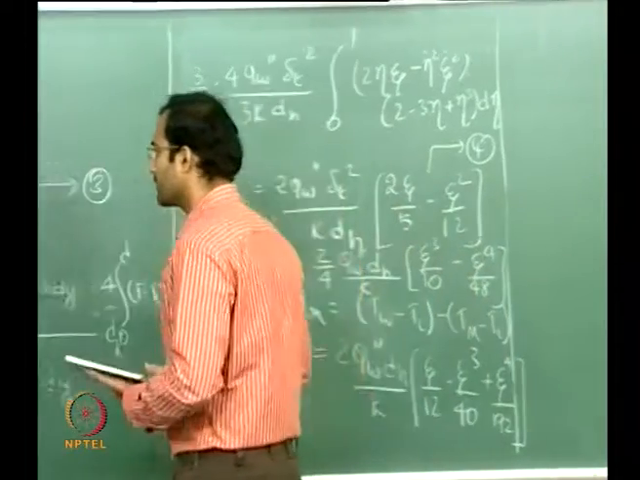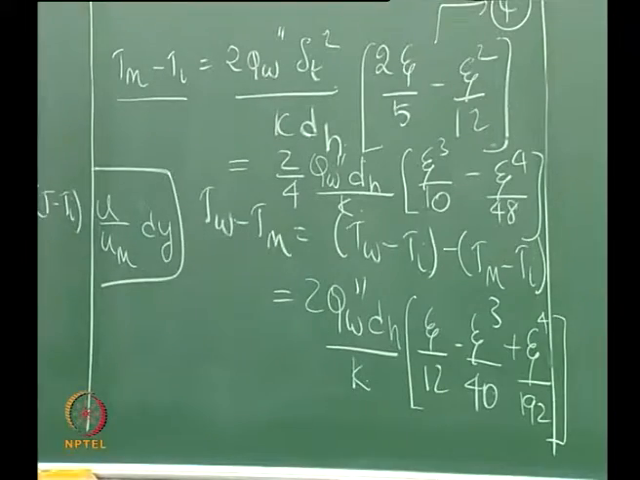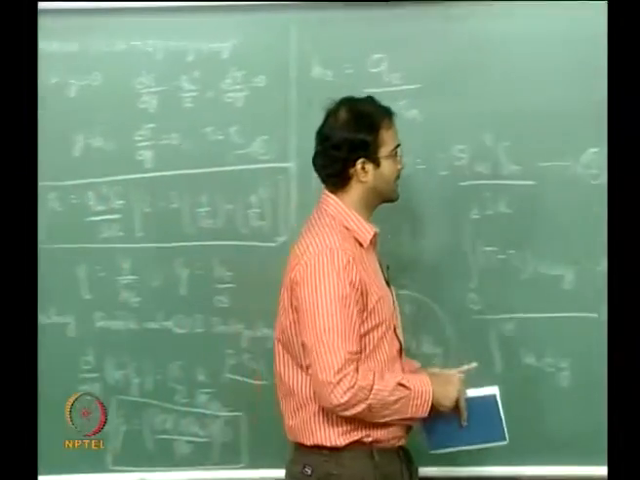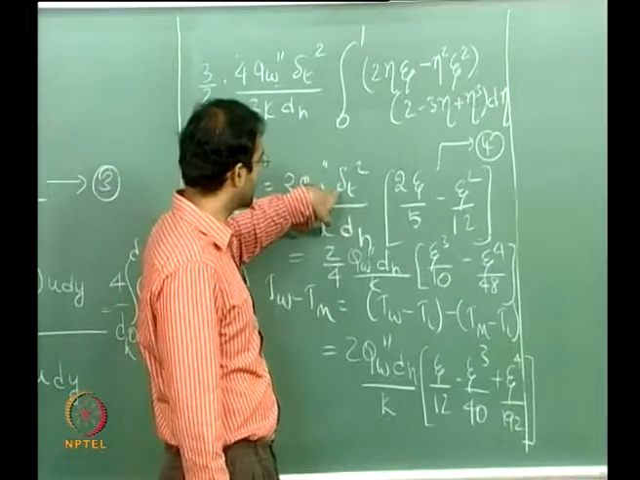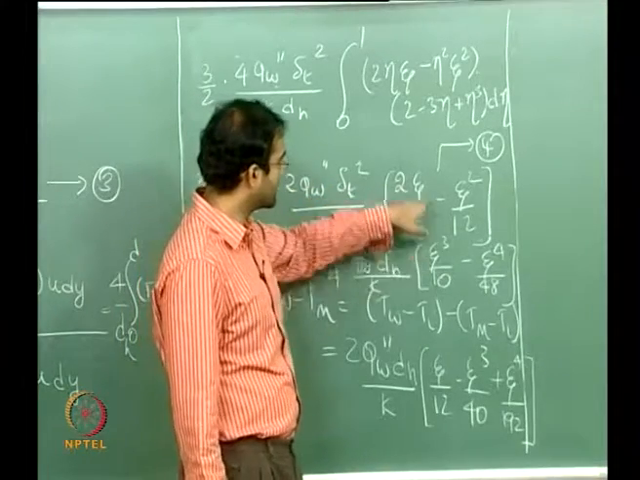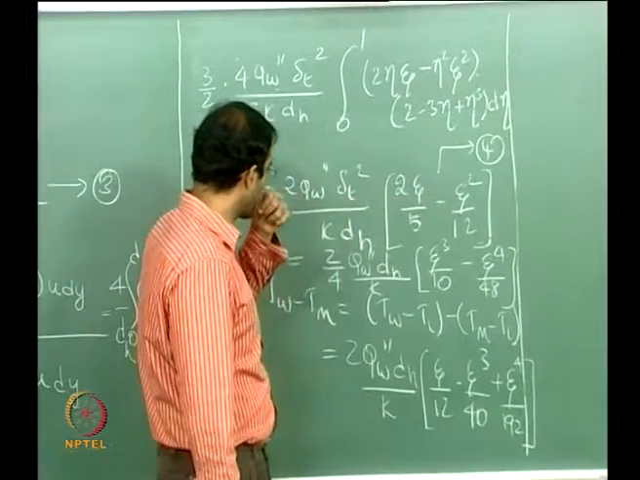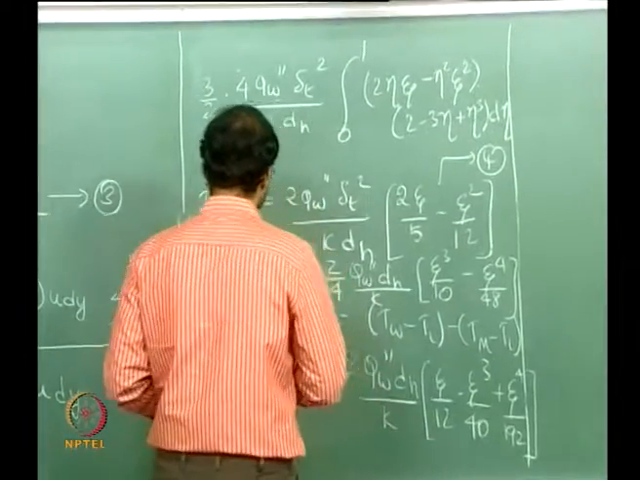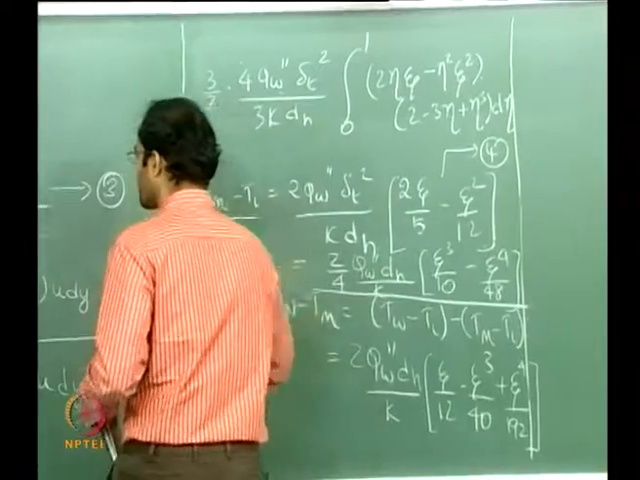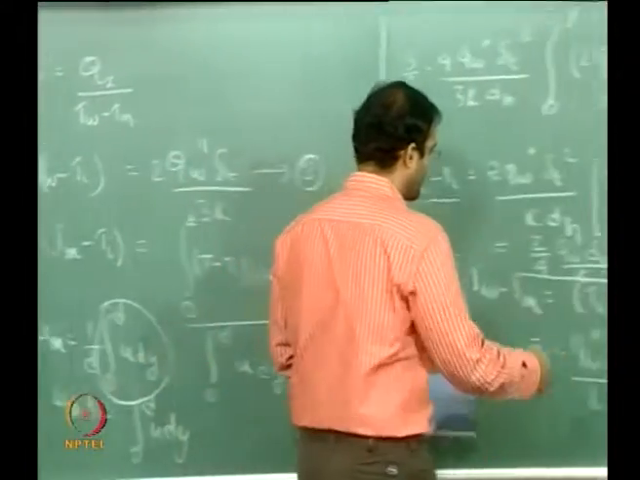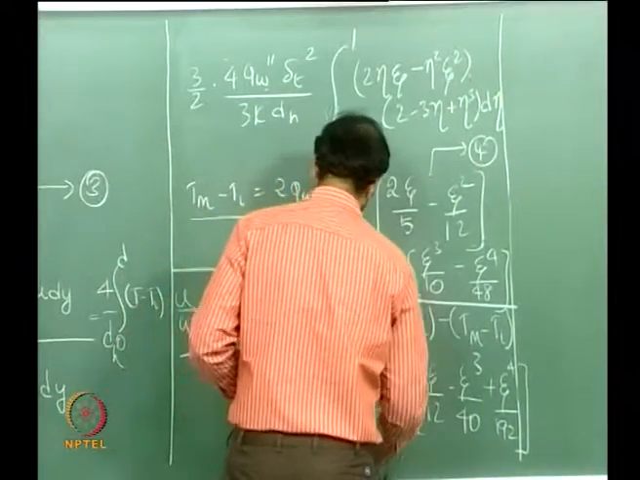So here I am using the relation that my delta t is nothing but zeta times d, so I am substituting for delta t in terms of zeta times d. So this becomes zeta square, so this multiplies, this becomes zeta cube here, zeta power 4, and this is my d. So this is my expression for Tm minus Ti, and this is my expression for Twall minus Ti. When I subtract both, this is what I get for Twall minus Tm.